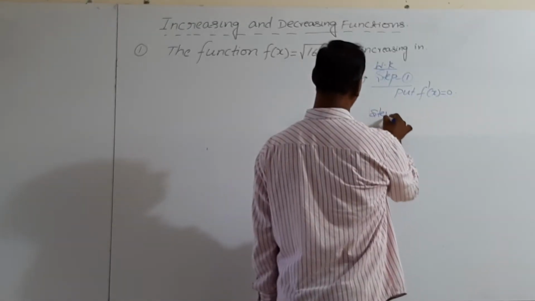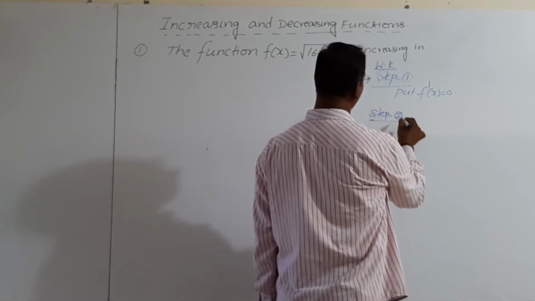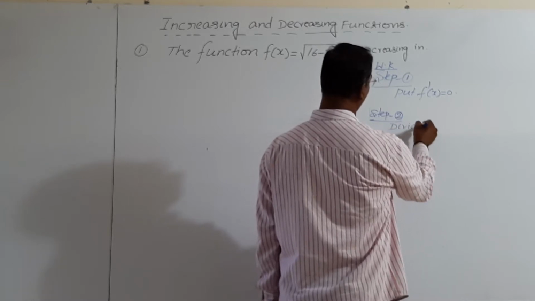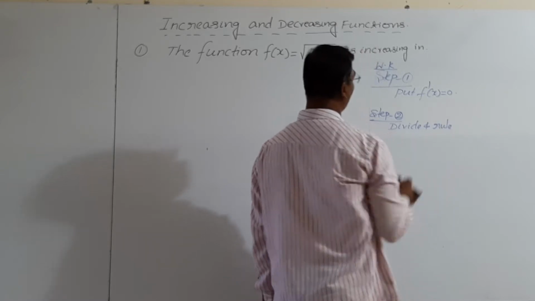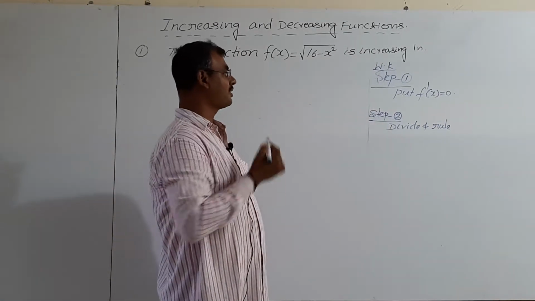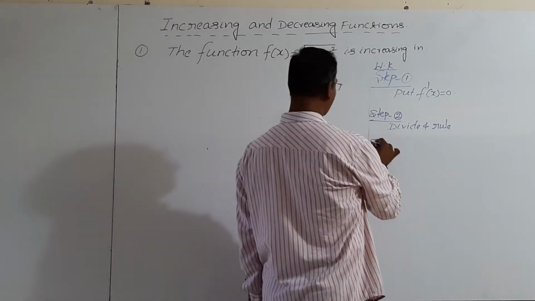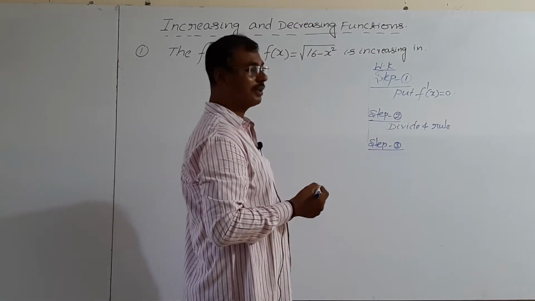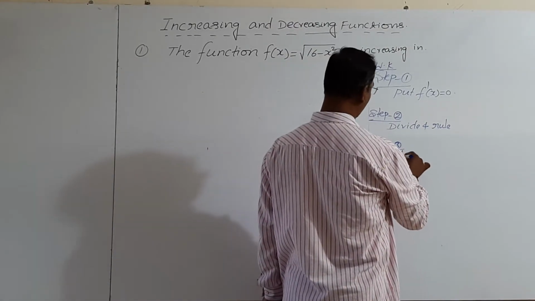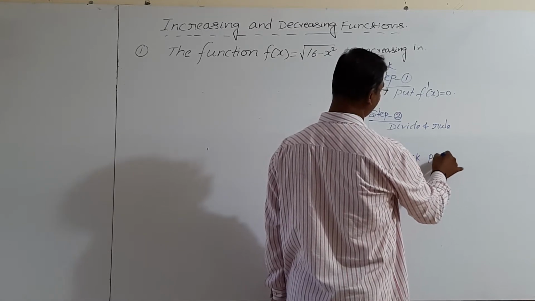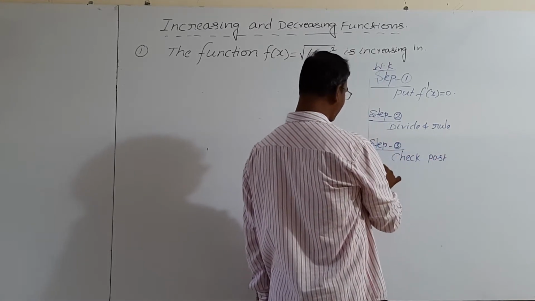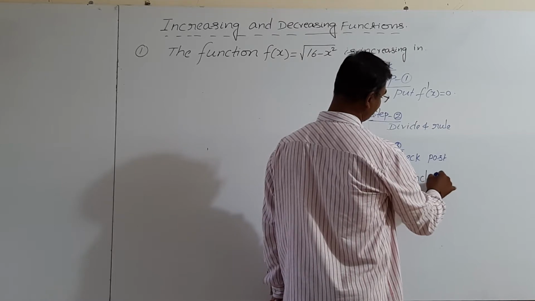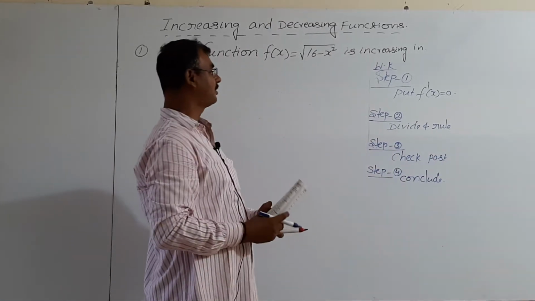Now let us take the second rule, step number 2, that is divide and rule. What is the meaning of divide and rule? Let us see later. Next, step number 3, that is check the interval, like a check post. And the fourth step is conclude. So these are the steps.